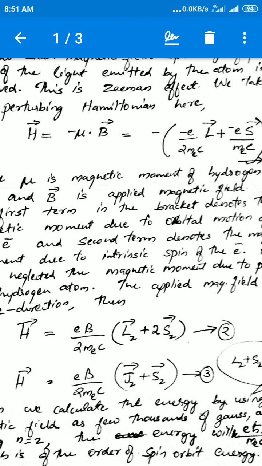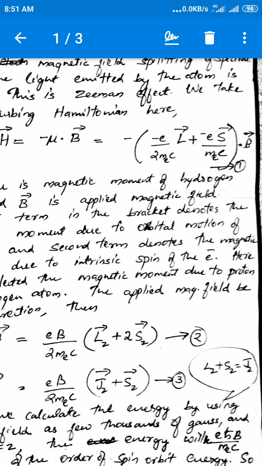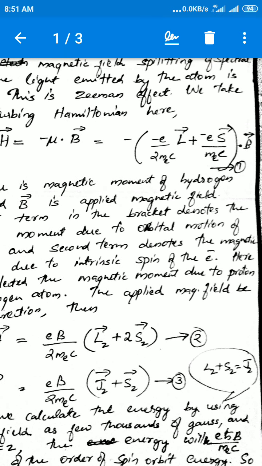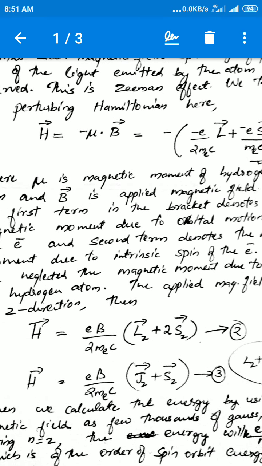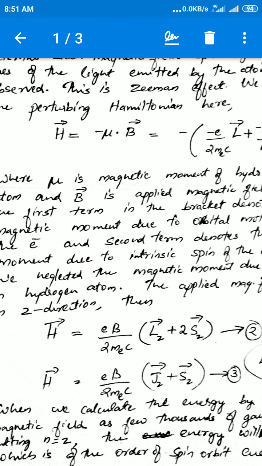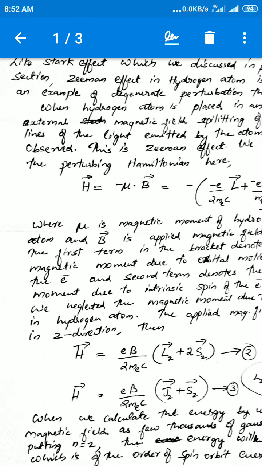Equation number 2. Now Lz plus Sz is Jz, isn't it? So we write 1 Lz plus 1 Sz, and there we just substitute it as Jz. So eB by 2 me c into (Jz plus Sz), equation number 3. This is the perturbing Hamiltonian due to the magnetic field B.